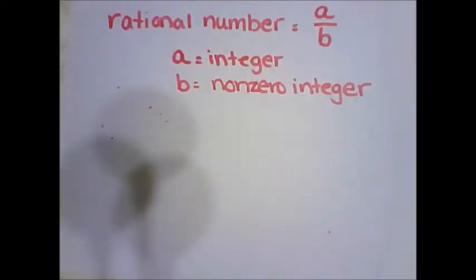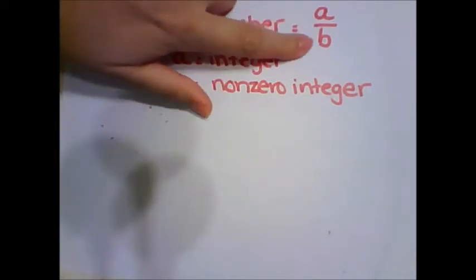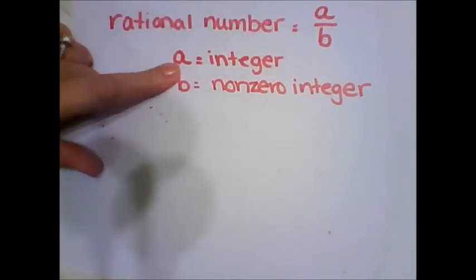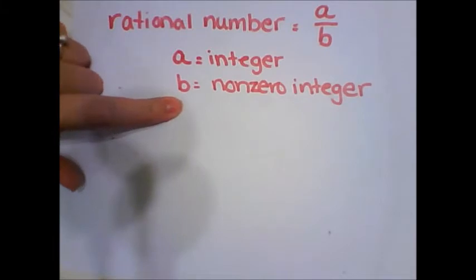So let's take the term rational number and define it. A rational number is any number that can be written as a over b, where a is an integer and b is a non-zero integer. That means that the denominator in any number cannot be 0.